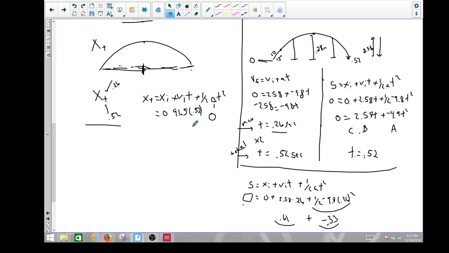So 9.65 times 0.52. So I'm traveling at 9.65 meters per second. I'm only in the air for 0.52 seconds. So if I were in the air for 1 second, I would have traveled 9.65 meters. In this case, I'm almost exactly 5.0 meters.